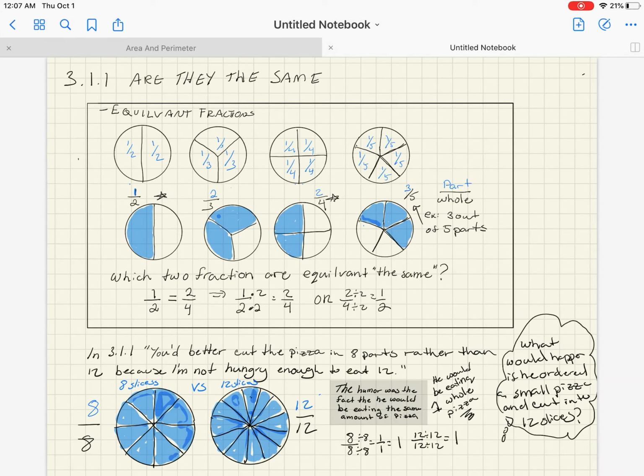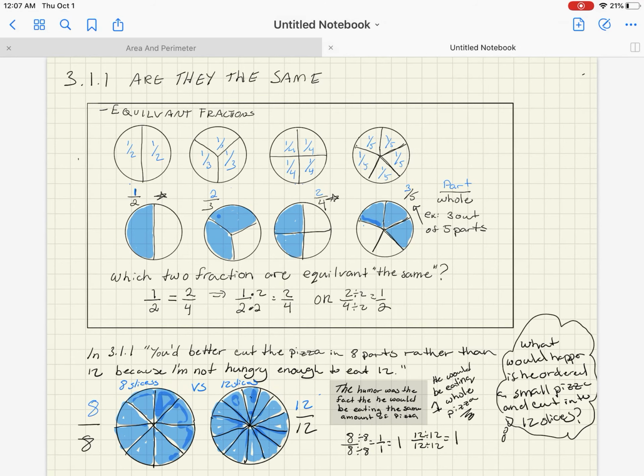Hi, this is CPM Course 1, Chapter 3.11. The goal is to learn about equivalent fractions and the identity property, and then to start being able to write equivalent fractions. So here we go.